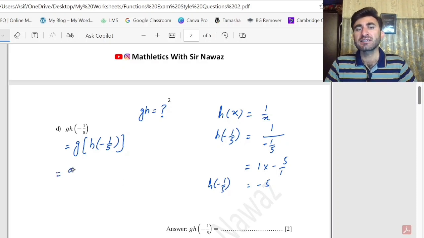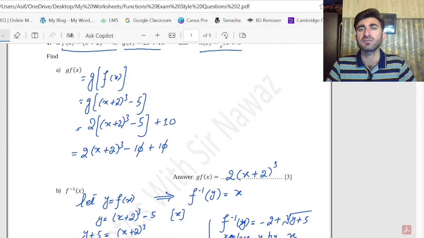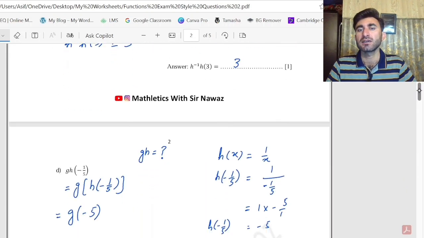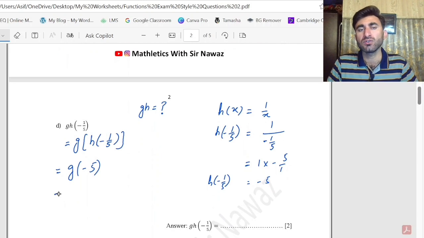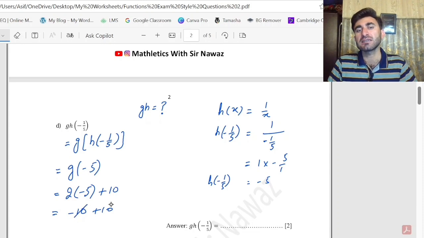We can just replace the value of h of minus 1 upon 5 here, which will become g of minus 5, and because the function g of x was, we can see it in the question, 2x plus 10, we can replace the value over here, 2 times x will be replaced with minus 5, plus 10, so it shall become minus 10 plus 10, cancelling each other, we get 0 only. So gh of minus 1 upon 5 equals 0.